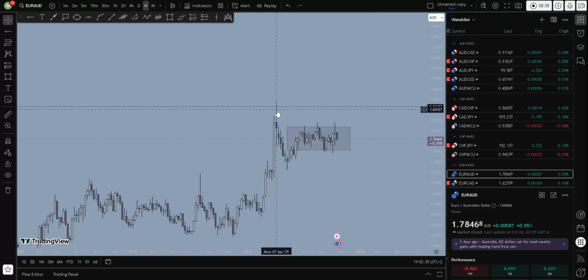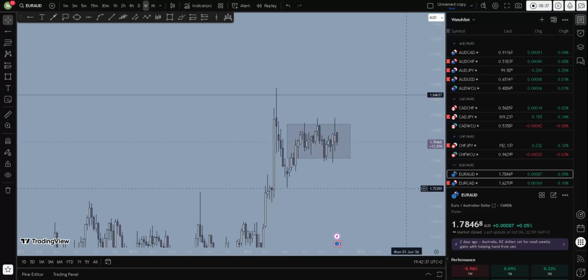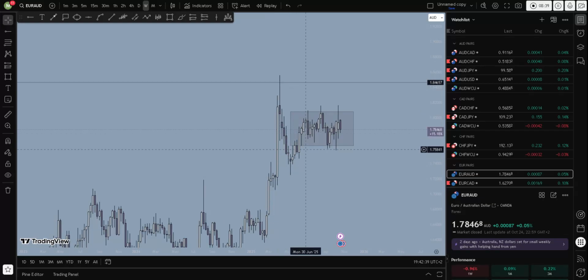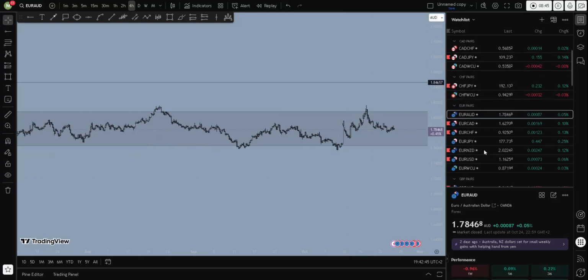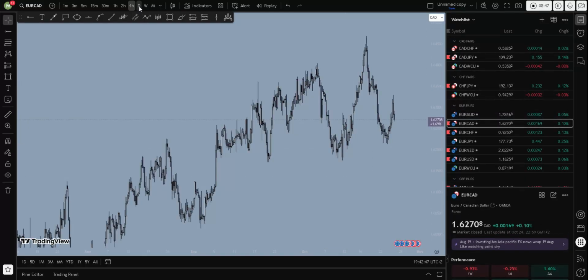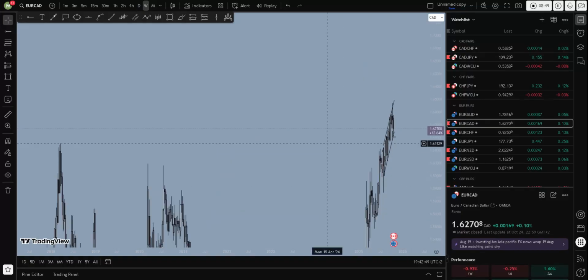I just touched that resistance and dropped down. Right, a nice big pullback, and now it's just moving sideways again. Okay, yeah, I don't like anything I'm seeing here. So on to the next one.